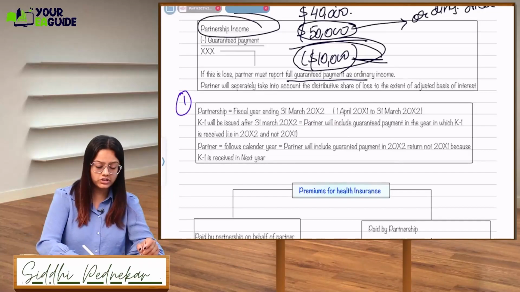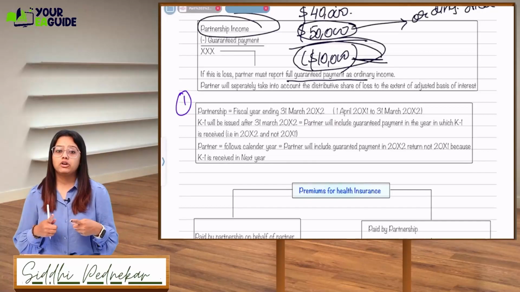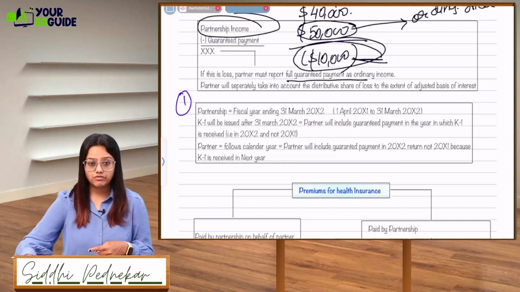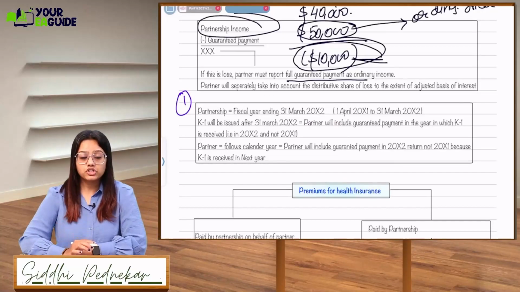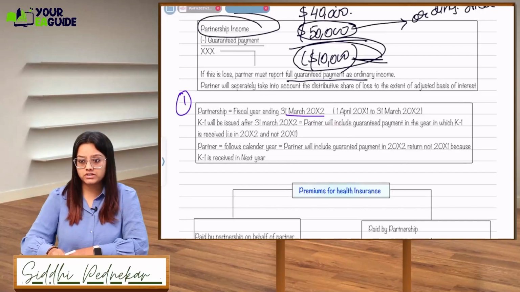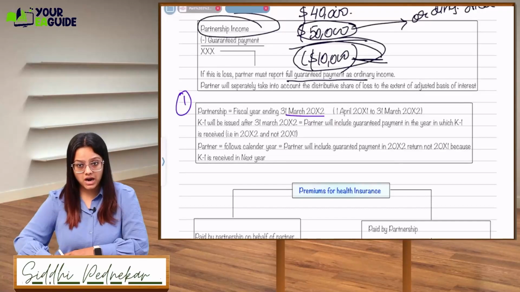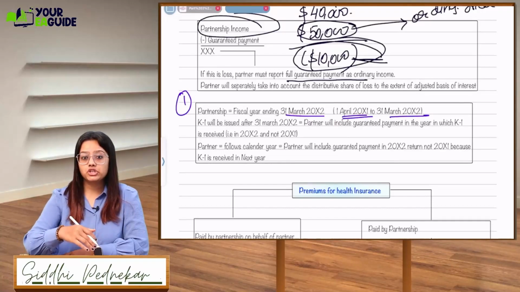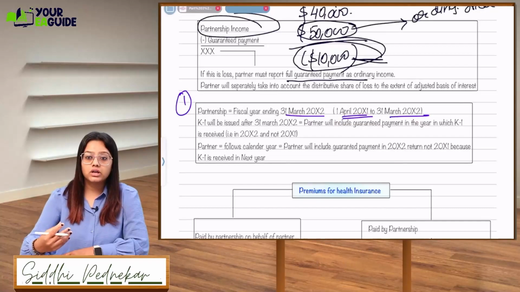There was one question I remember in the exam based on this. In which year will that income be taxable in the 1040 return of a partner? If a partnership is following a fiscal year ending on 31st March, that is 1st April to 31st March, the K1 will be issued after 31st March. After 31st March, the partner will include the guaranteed payment.